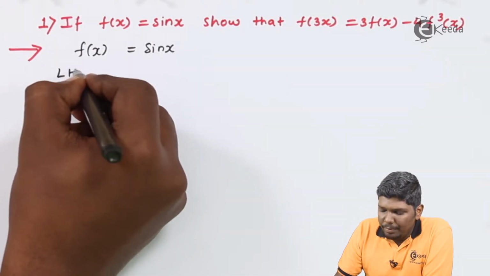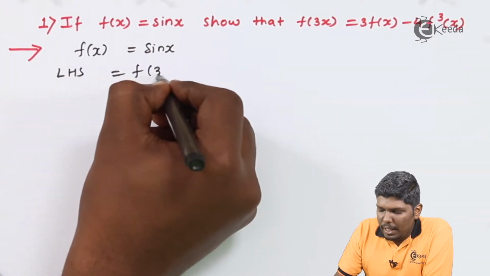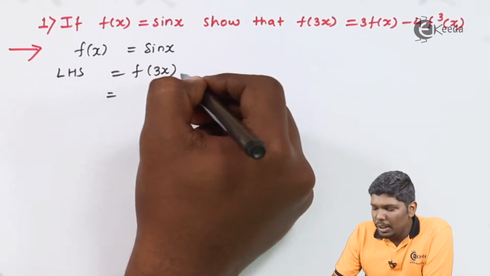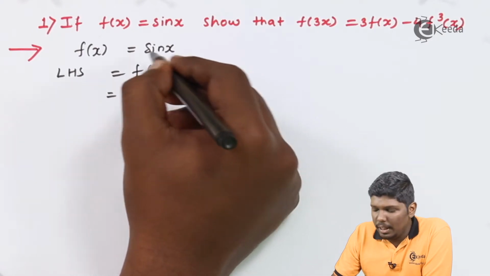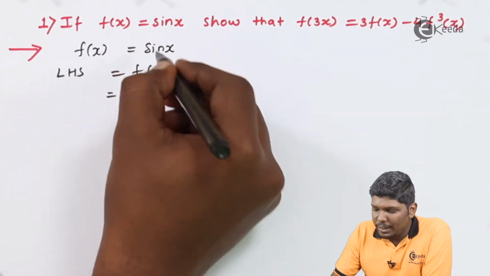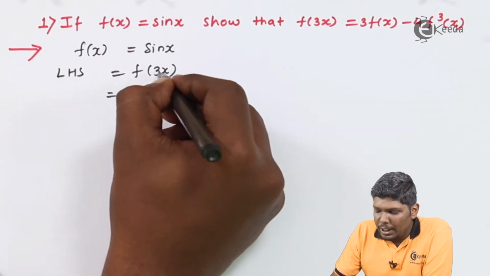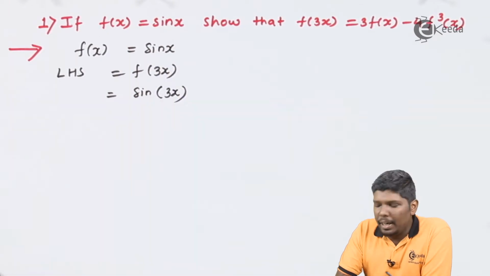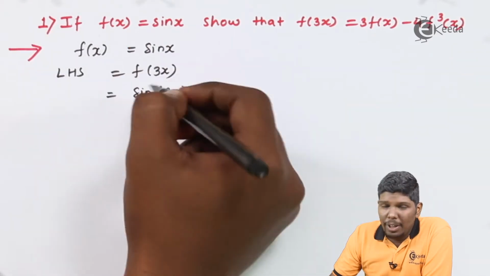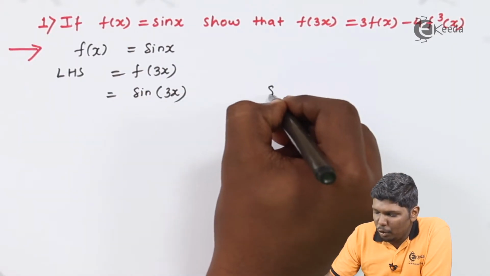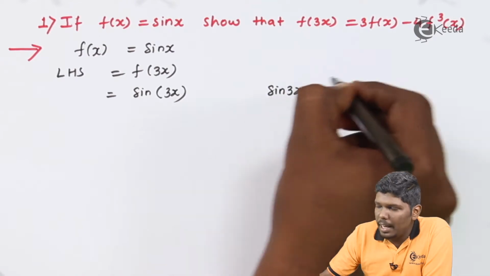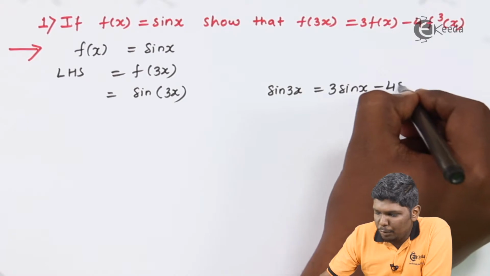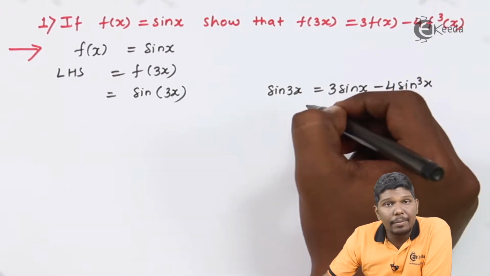In the LHS part, we have f of 3x. So we know that to find f of 3x, we'll substitute x is equal to 3x in the given function f of x. So the function is sin. Instead of x, we'll write 3x and try to solve this part. So what is sin 3x? We have the sin 3x formula. Sin 3x can be written as 3 sin x minus 4 sin cube x.